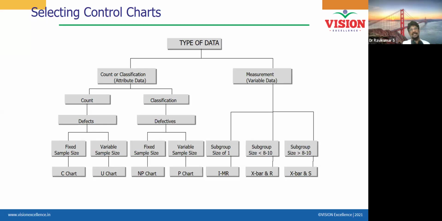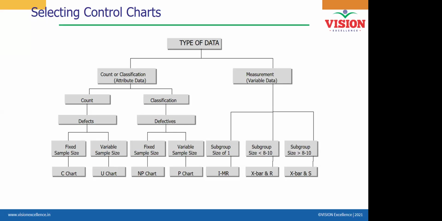If it is 8 or less than 8, you have to go for an X bar R chart. Are we clear, guys? Yes.